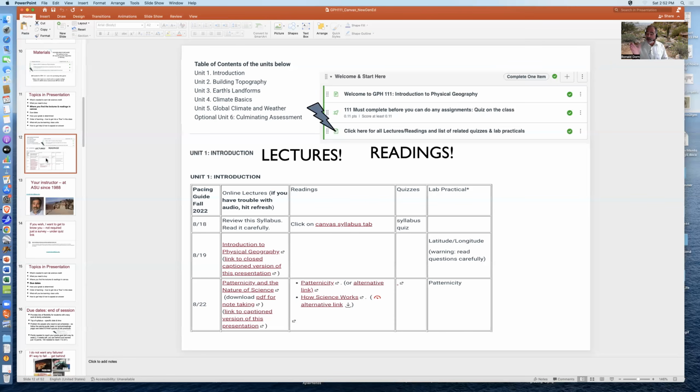Then there's a column on readings. There's a column on related quizzes and then related lab practicals, with the caveat that the lab practicals can be removed and added over time.